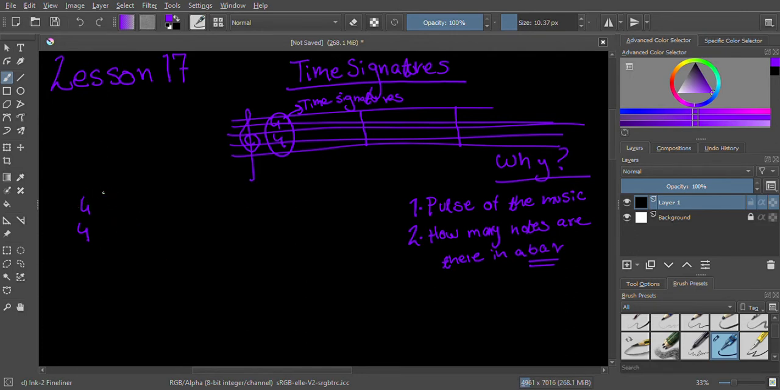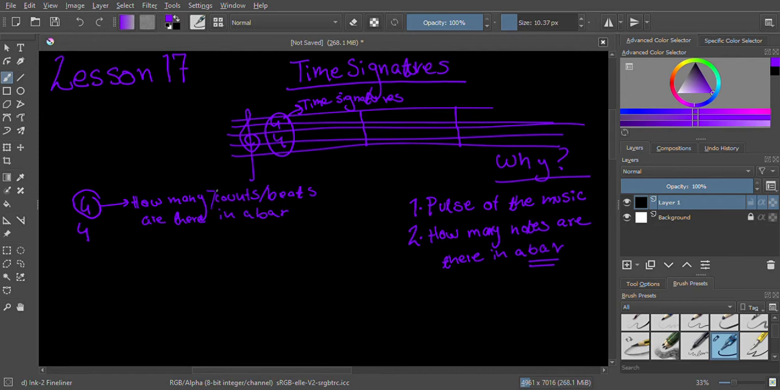Anyways, as I said, these are two numbers which we place one on top of another, and these two numbers tell us very important things about the music we're talking about. So the top number tells us how many counts, or some people call these beats, it depends on whatever you feel like calling it, how many counts slash beats are there in a bar? So the top number is telling you how many counts or beats are there in a bar.